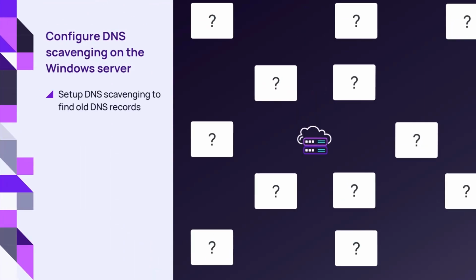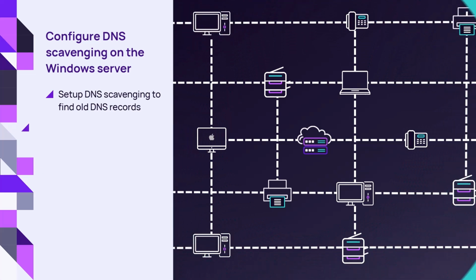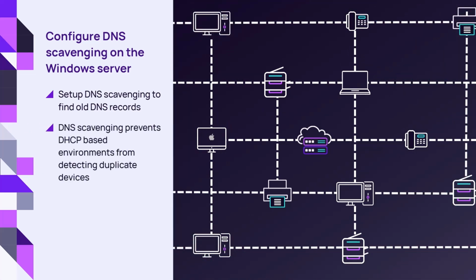Set up DNS scavenging to find old DNS records. This tool removes DNS resources that are no longer valid. This step prevents DHCP-based environments from detecting duplicate devices when the same device has multiple DNS entries.